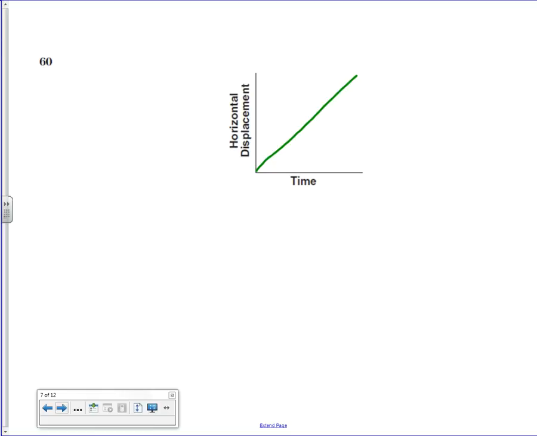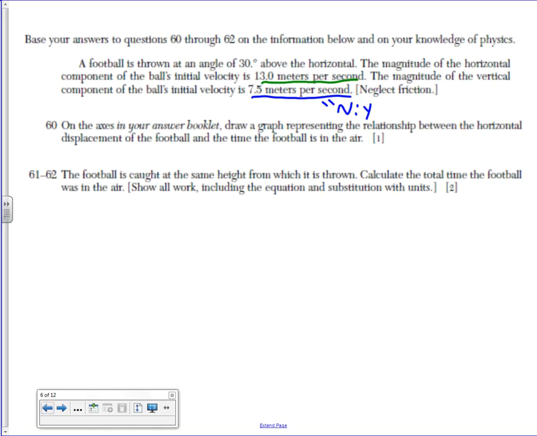So basically, if you draw any relatively linear line, the Regents will give you full credit on that problem. So that's worth 1 point. If you do it that way, you get full credit. So 61 and 62. And you can see this is 61 and 62 because it is worth 2 points.